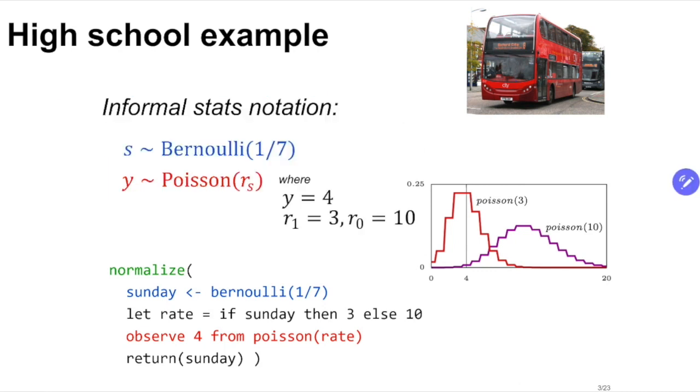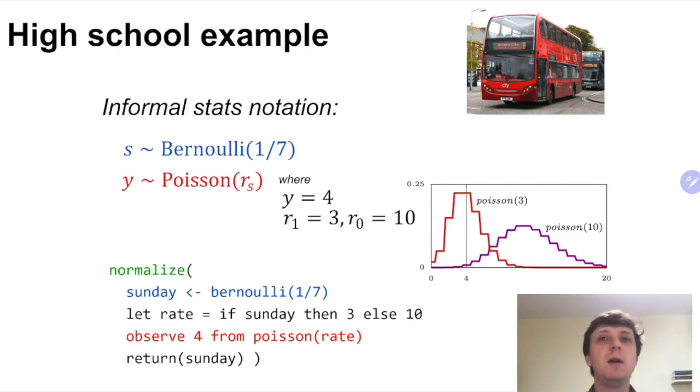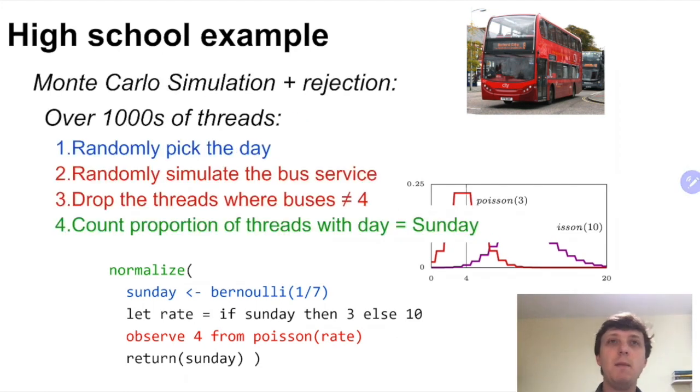Okay, so in normal informal statistics notation, you would just say something like this: Sunday is Bernoulli distributed, the observation y is Poisson distributed, and then you'd say y is 4, as I said a second ago. Okay, how do we solve this problem?